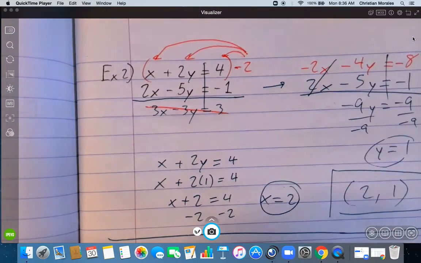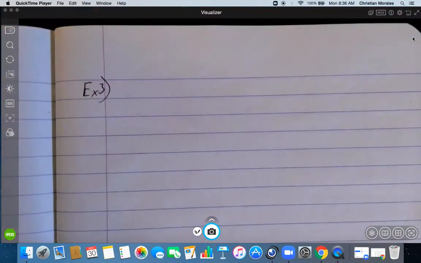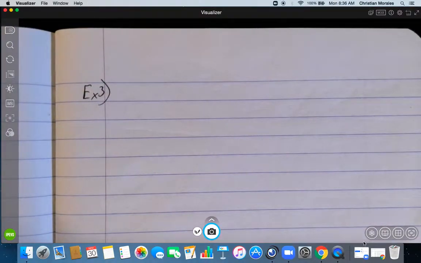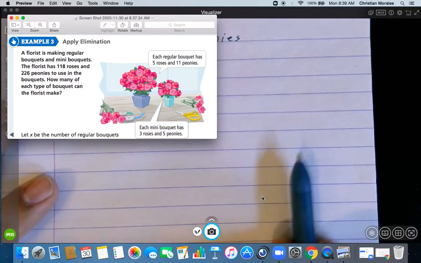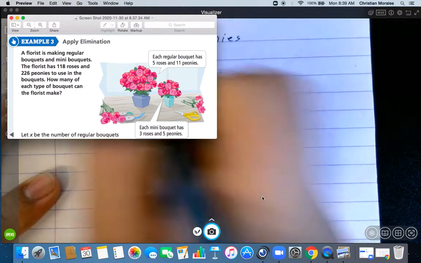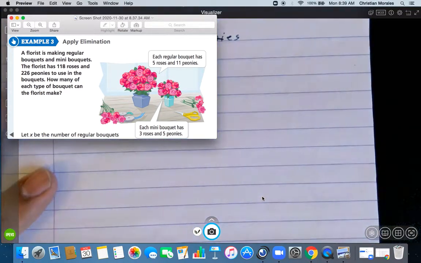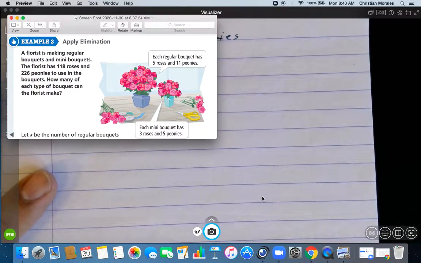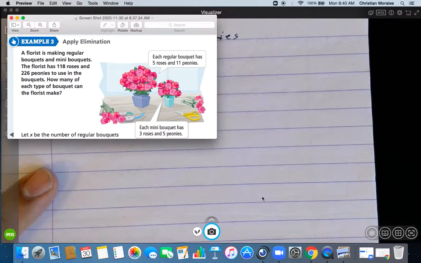Okay? All right. Now, number 3 is a word problem. A florist is making bouquets. Okay, he's making regular bouquets and mini bouquets. The florist has 118 roses and 226 peonies to use in the bouquet. How many of each can he make?